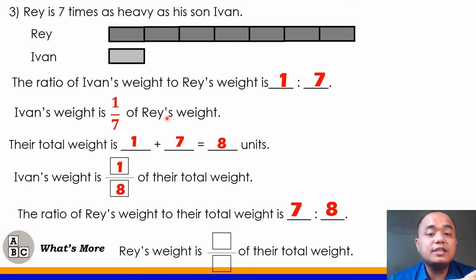Next, Ray's weight is blank of their total weight. So, we will use fraction naman this time. So, yung weight ni Ray, yung first quantity, at yung second quantity ay ang total weight nilang dalawa. So, to make that in fraction, you'll have to use 7 in the numerator and 8 as the denominator. So, yung tamang sagot ay 7/8. Ray's weight is 7/8 of their total weight.